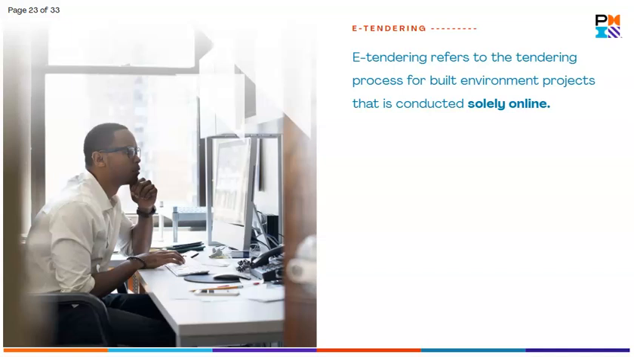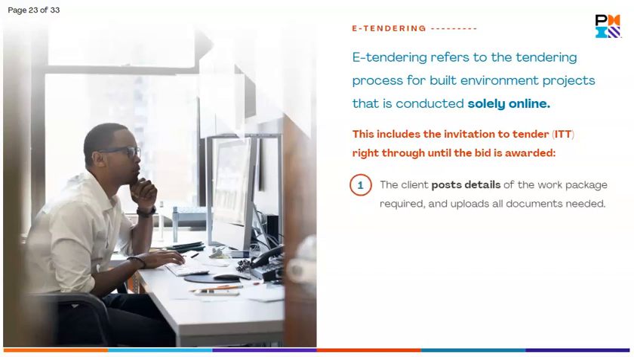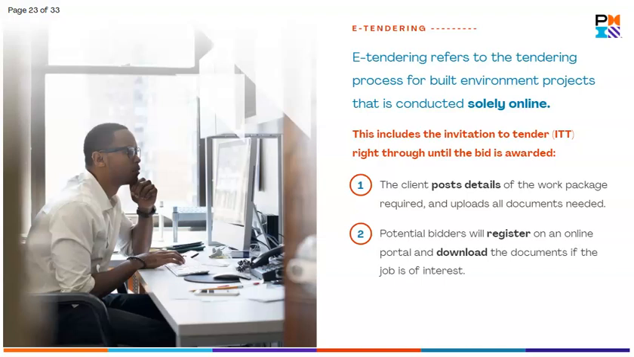E-tendering refers to the tendering process for built environment projects that is conducted solely online. This includes the invitation to tender, or ITT, right through until the bid is awarded. The client posts details of the work package required and uploads all documents needed, a project brief, interim designs, delivery method, etc. Potential bidders will register on an online portal and download the documents if the job is of interest. They can then submit their bid digitally by uploading their bid documents.